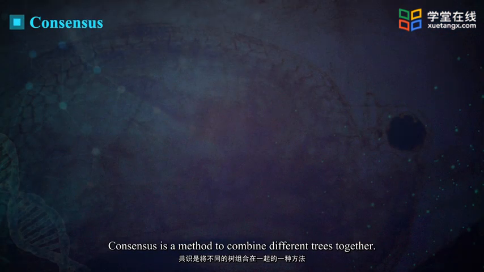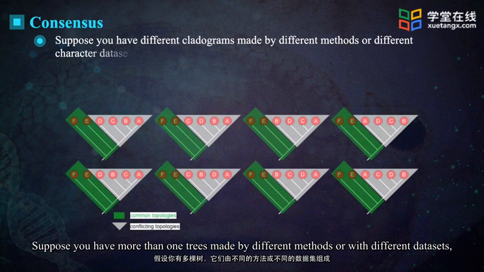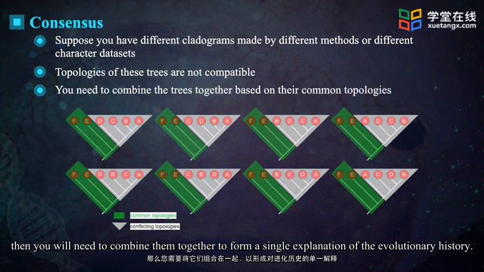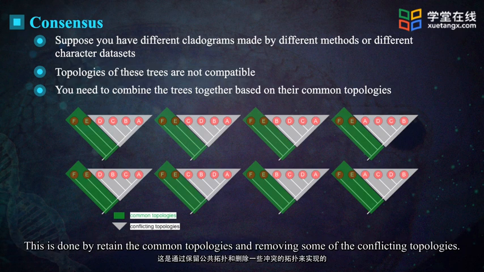Consensus is the method to combine different trees together. Suppose you have more than 1 trees made by different methods, or with different datasets, and that the topologies of these trees are not completely the same. Then you will need to combine them together to form a single explanation of the evolutionary history. This is done by retaining the common topologies and removing some of the conflicting topologies.